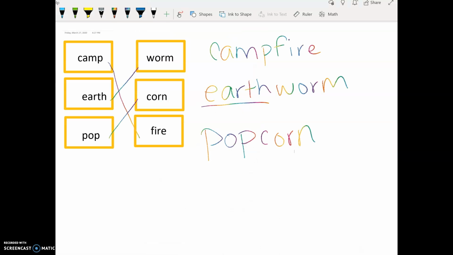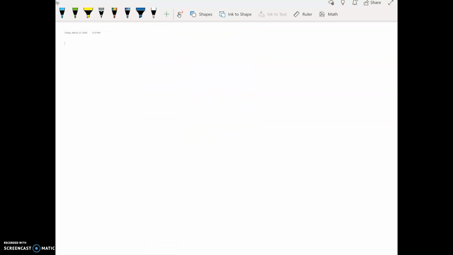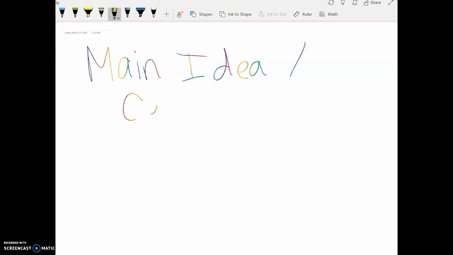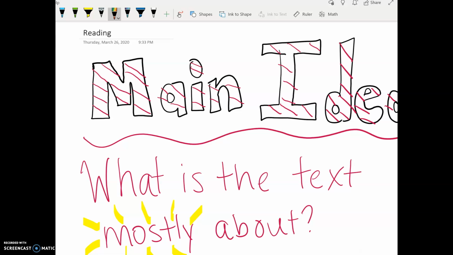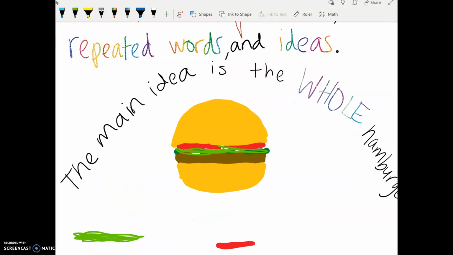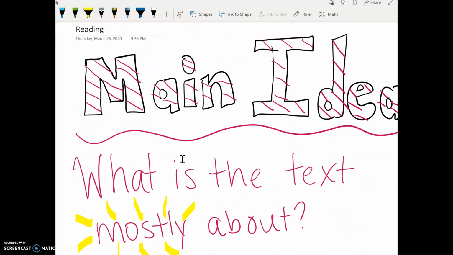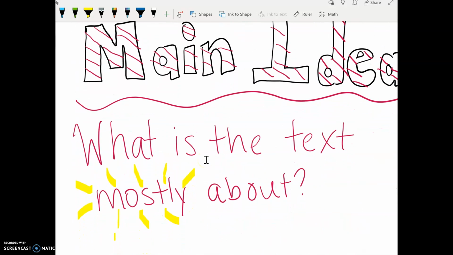As we are reading today, we are going to be looking for the main idea or the central idea. They mean the same thing. They're just two different words that say it. I'm looking for the main idea and the central idea. So the main idea is what the text is mostly about. This is when I'm figuring out all the cool information that it gives me. I need to put it all together to tell me it's about one thing.